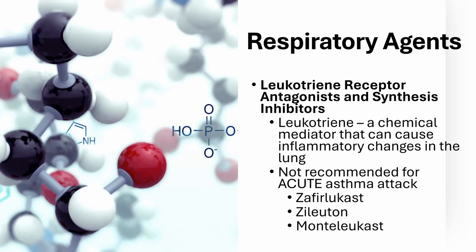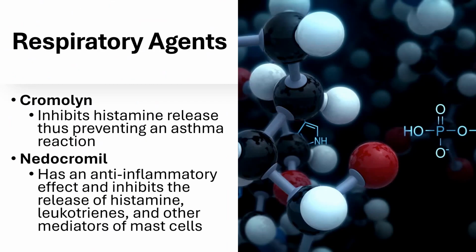Then you have your leukotriene receptor antagonists and synthesis inhibitors, which are not recommended for acute asthma attack: zafirlukast, zileuton, and your montelukast. Respiratory agents such as your cromolyn and nedocromil inhibit histamine release. The other one has an anti-inflammatory effect and also inhibits release of histamine.